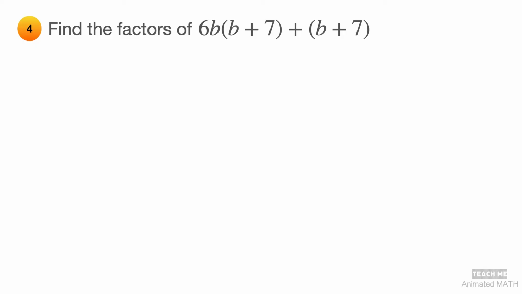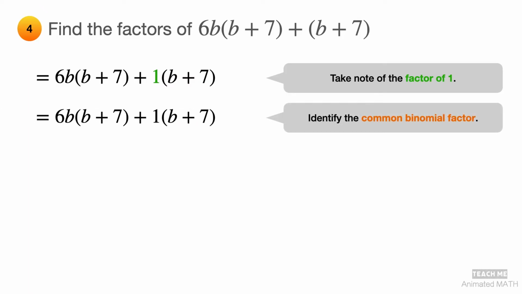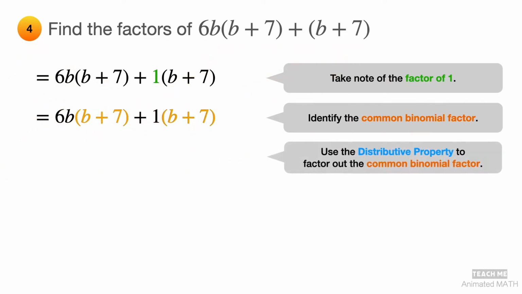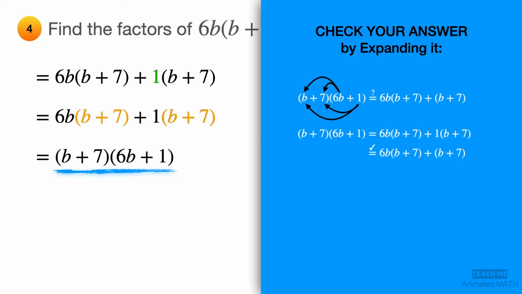This problem will be a lot similar to the last one. Explicitly write that there is a factor of 1 for the second term. Identify the common binomial factor, which in this case is b plus 7. Use the distributive property to factor out the common binomial factor, which is b plus 7. And the final answer is b plus 7 times 6b plus 1. Don't forget to check your answer by expanding it using polynomial multiplication as shown in this video.